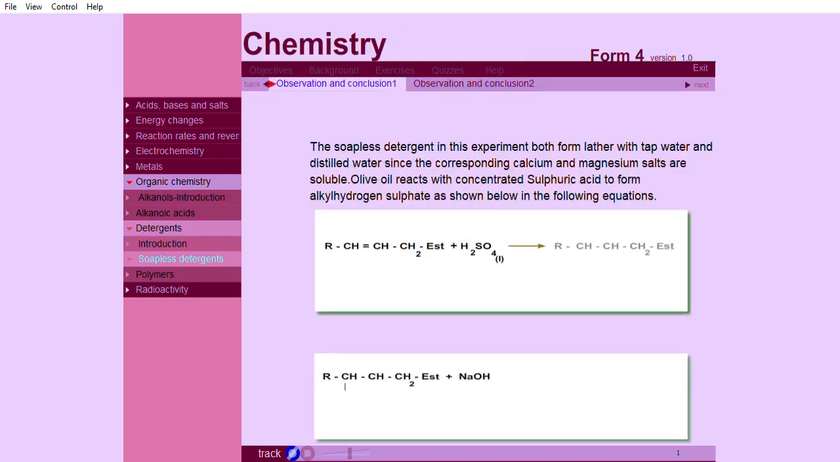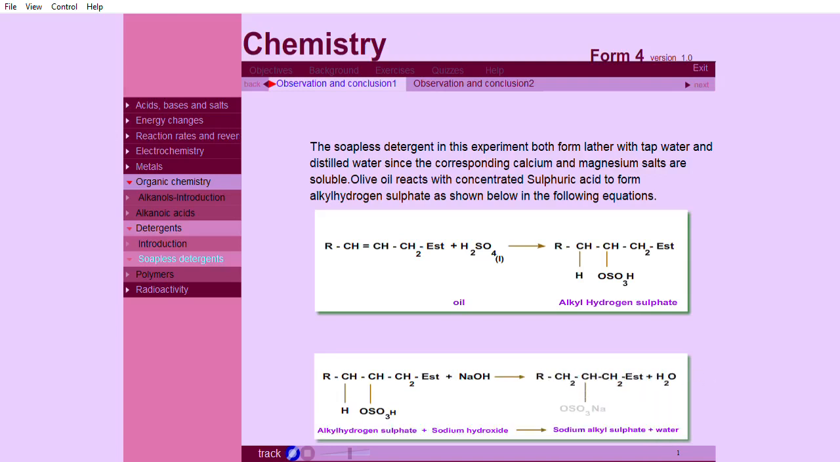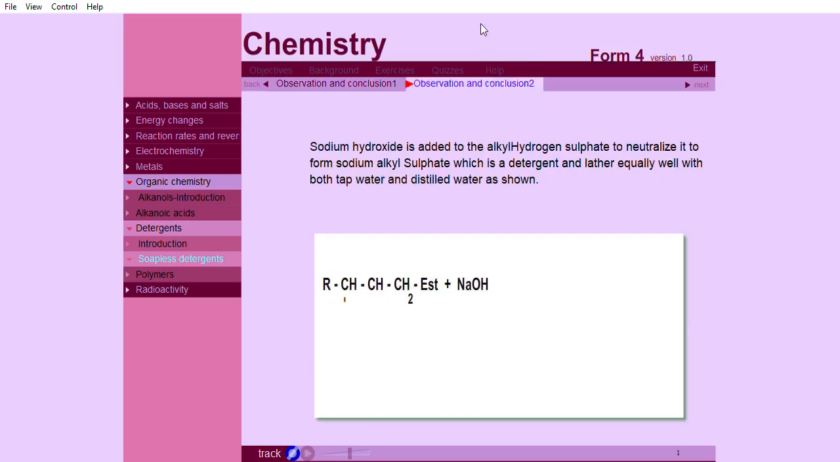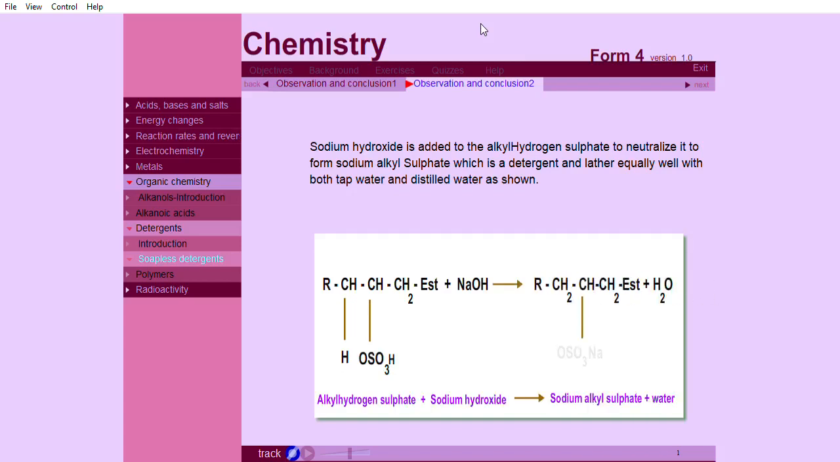The soapless detergent in this experiment forms lather with both tap water and distilled water, since the corresponding calcium and magnesium salts are soluble. Olive oil reacts with concentrated sulfuric acid to form alkyl hydrogen sulfate as shown in the following equations. Sodium hydroxide is added to the alkyl hydrogen sulfate to neutralize it to form sodium alkyl sulfate, which is a detergent, and lathers equally well with both tap water and distilled water as shown.